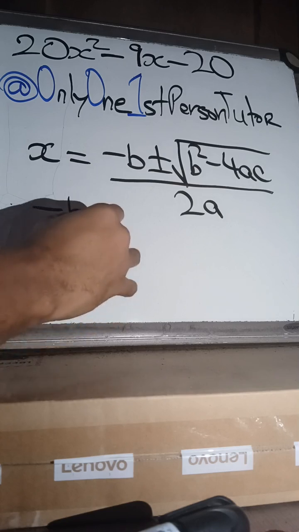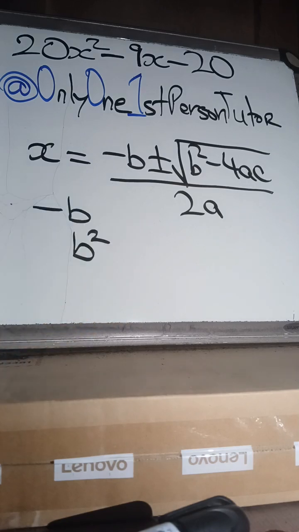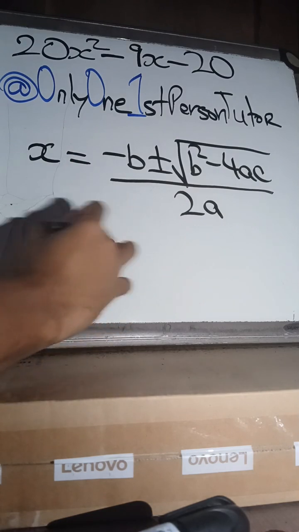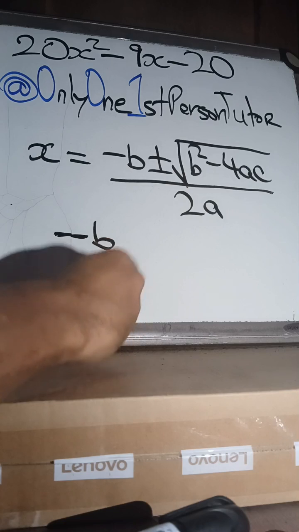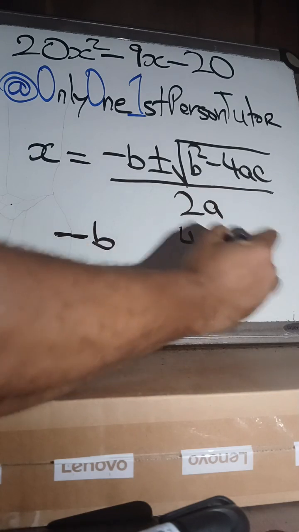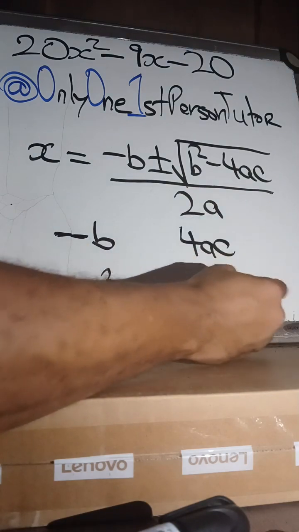So we have minus b. We have b squared. I guess we could be technical and call it minus 4ac, but we're not going to do that. We're just going to call it 4ac. We don't have time for all of that foolishness. Let me do it like this. So we have minus b here, we have b squared here, we have 4ac and we have 2a.